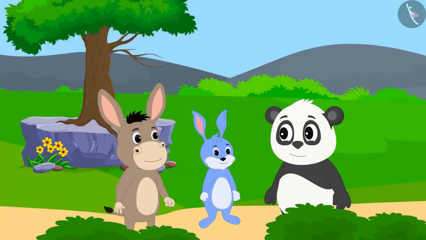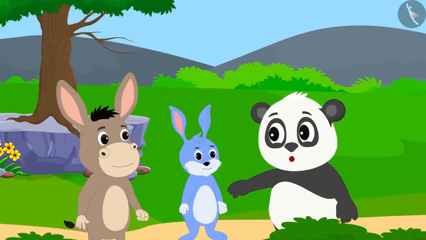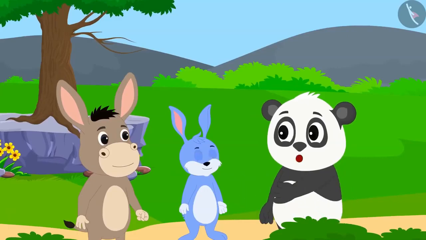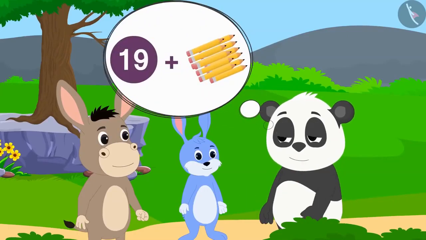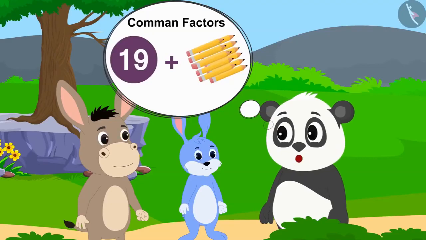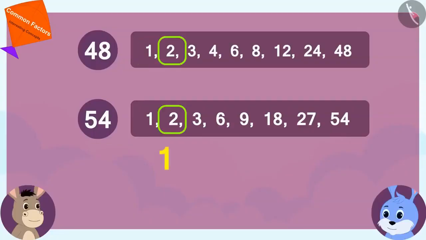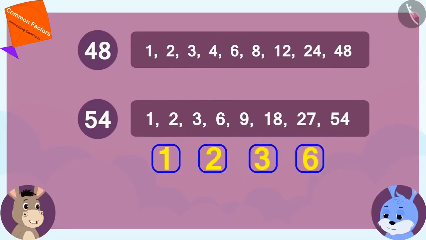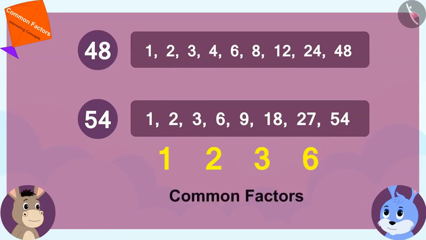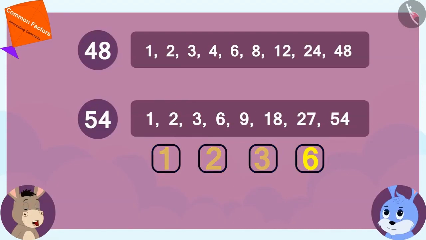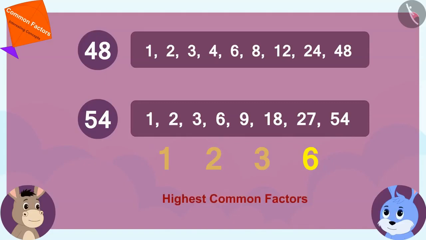Golu told Bunny and Bhola, I have a solution for this. Why don't I add more pencils to these, so that we can get even more common factors in these three numbers? Bhola and Bunny liked Golu's suggestion very much. Bhola immediately found the common factors of 48 and 54. Look guys, these numbers are the common factors of 48 and 54. And 6 of these is the highest common factor of these numbers.